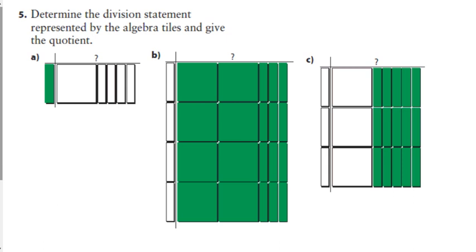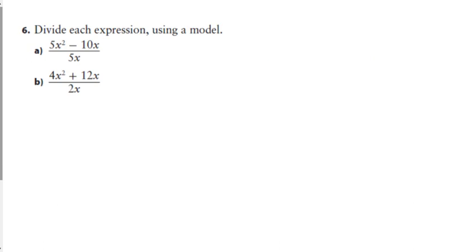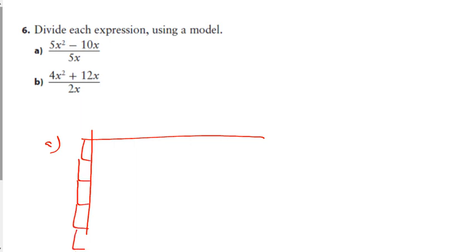Do we do question 5? No. Do we do question 6? Yes. Divide each expression using a model. So for this one, A, I'm going to draw my area. Now, I can't start with my area. I'm going to start with my side length of 5x, so 1x, 2x, 3x, 4x, 5x.